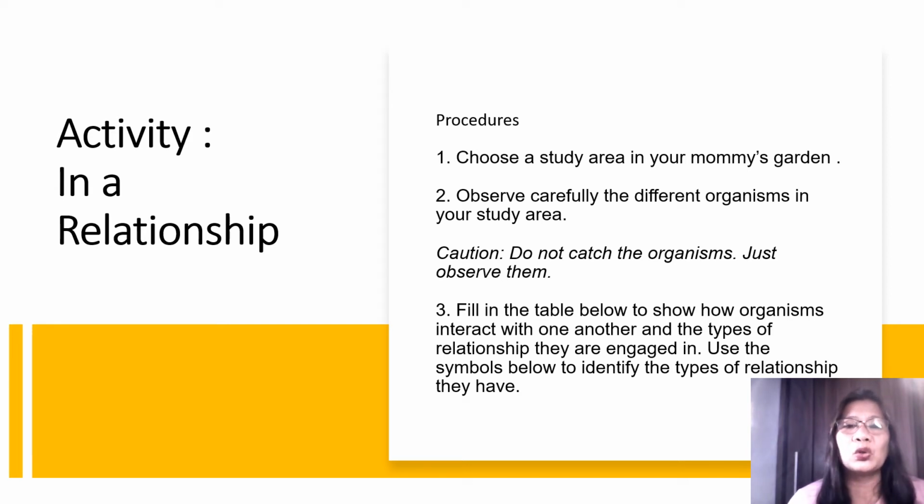Okay, next, number two. Observe carefully the different organisms in your study area. So, you will look at them. Next, reminder, class: do not catch the organism. Just observe them. Number three, fill in the table below to show how organisms interact with one another and the types of relationship they are engaged in. Use the symbols below to identify the types of relationship they have.